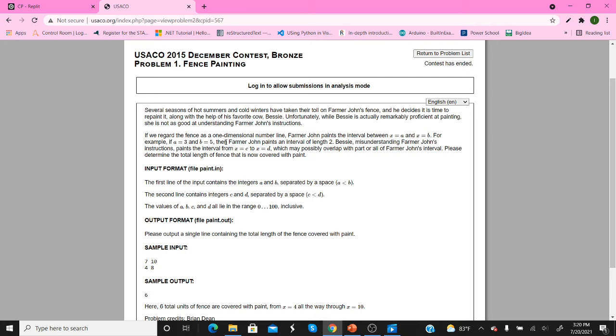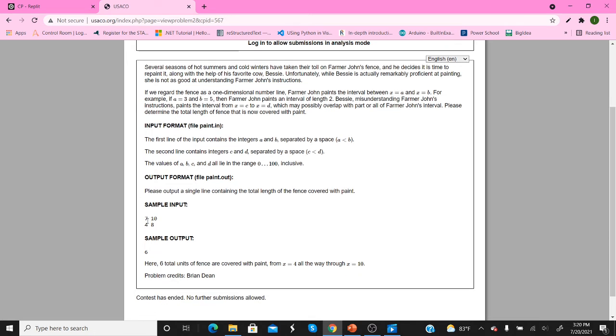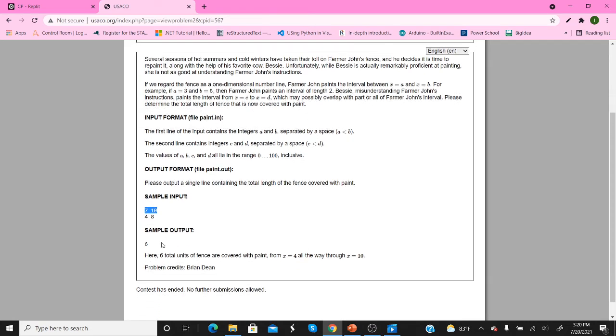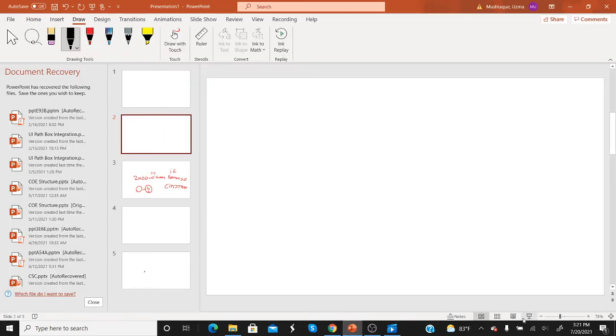So Bessie misunderstands the farmer's instructions and paints x equals c to x equals d, which may possibly overlap, or maybe it won't overlap. Please determine the total length of the fence that is painted. Okay, so we're going to read the input and output. The first line is a and b, which is the farmer, and the second line is what the cow paints, and the sample output was 6. Oh, okay, so essentially what we're doing here, let me record my thoughts down.